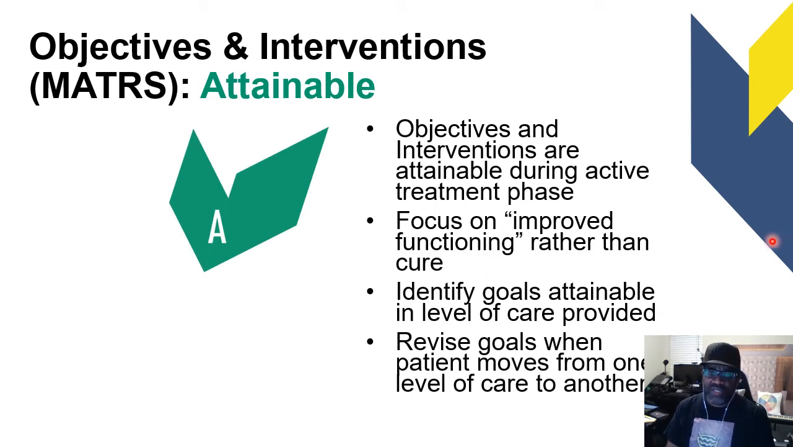Objectives and interventions matter. Attainable. Objectives and interventions are attainable during the active treatment phase. Focus on improved functioning rather than a cure. Identify goals attainable in the level of care provided, and revise goals when the patient moves from one level of care to another.